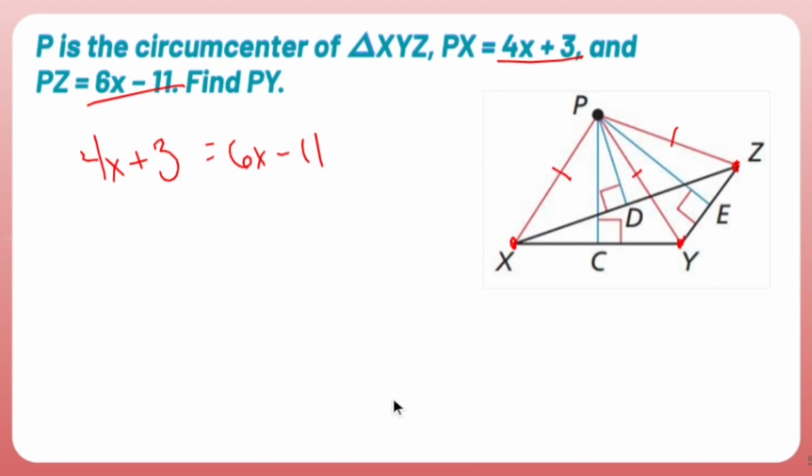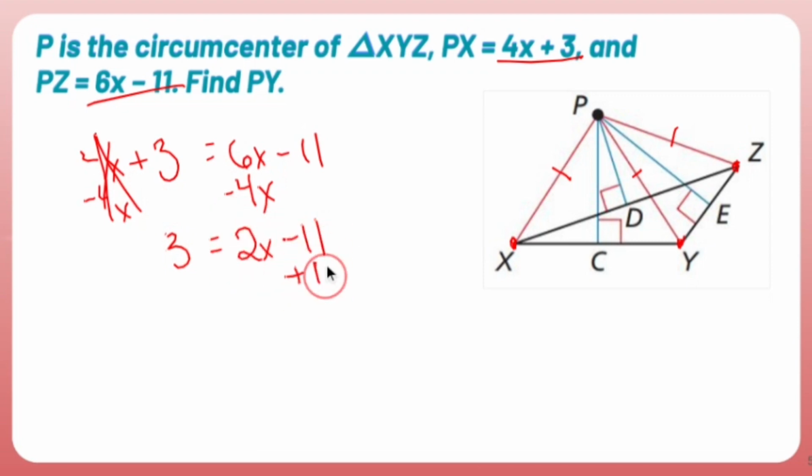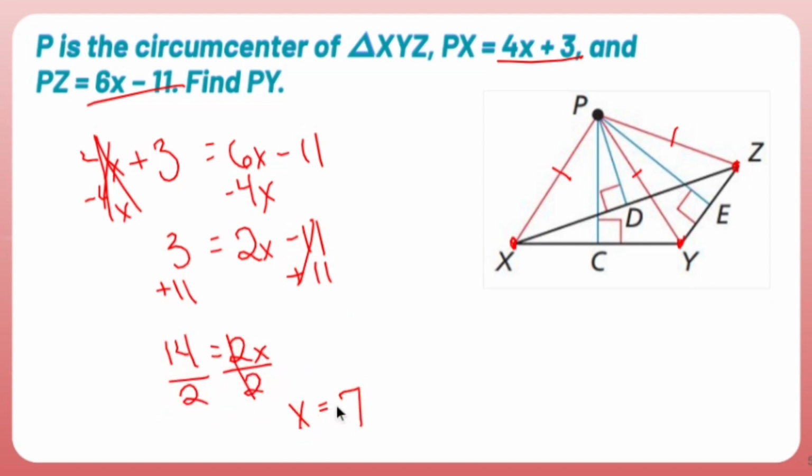Now I have an equation with variables on both sides of the equal sign. Minus 4x, minus 4x. You get 3 equals 2x minus 11. Add 11, you get 14 equals 2x. Divide by 2, x equals 7. Circle my answer?